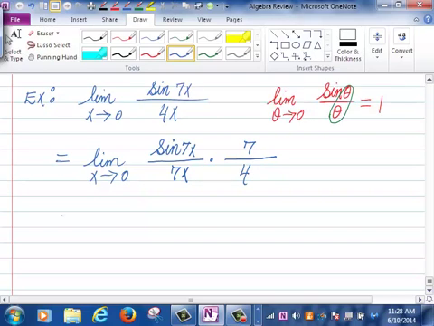And now I could say that the limit of this guy is 1, and then I have 7/4 to multiply out with. So the limit is 7/4. Is everybody okay with that?